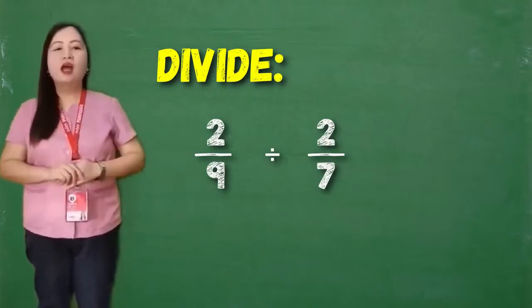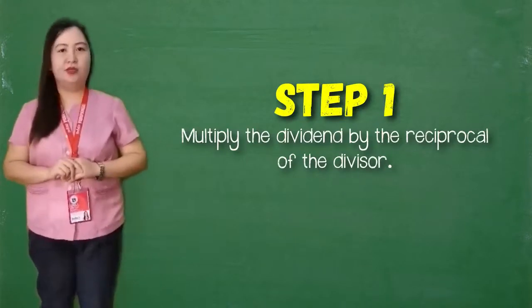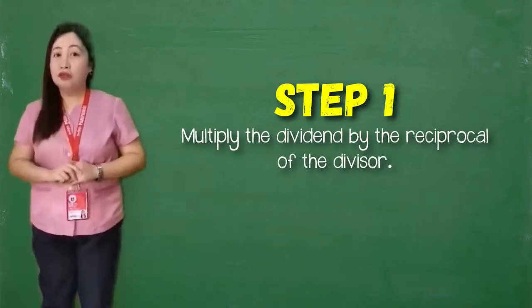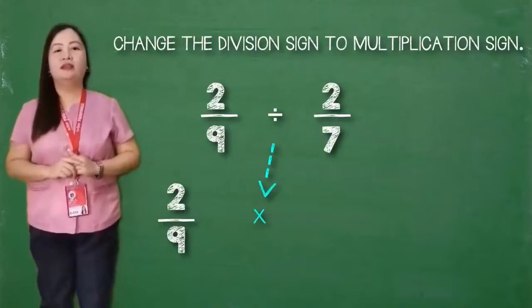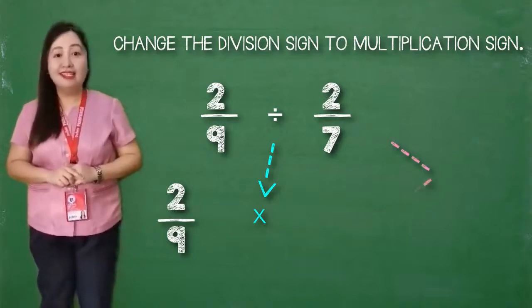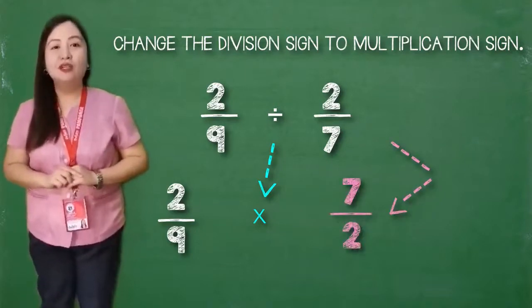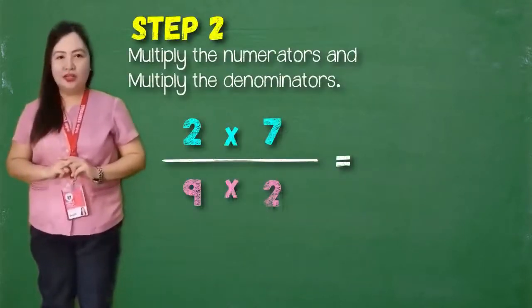Step 1. Multiply the dividend by the reciprocal of the divisor. How is that? First, change the division sign to multiplication sign. Next, the reciprocal of 2/7 is 7/2. Step 2. Multiply the numerators.